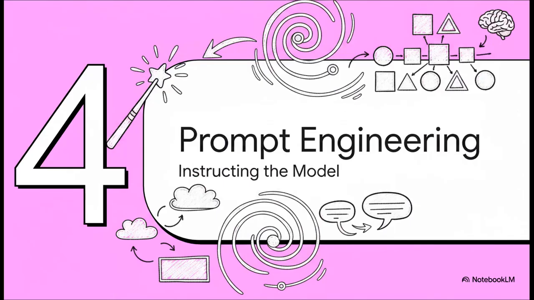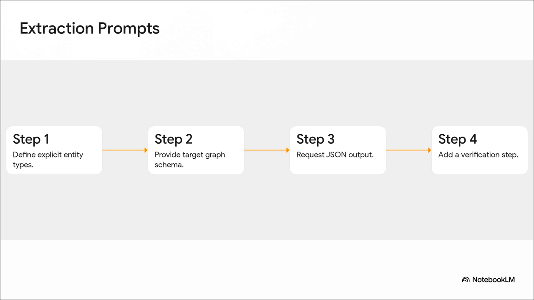If we do decide to leverage the incredible power of LLMs, our secret weapon becomes prompt engineering. A robust extraction prompt isn't just a suggestion, it's a strict set of instructions. It requires 4 precise steps. 1. Explicitly define the exact entity types you want. 2. Provide your target schema, the exact node and relationship names. 3.